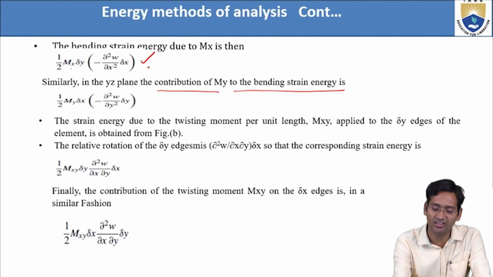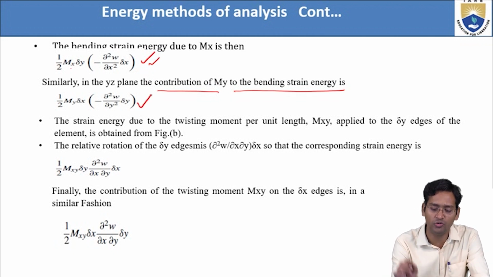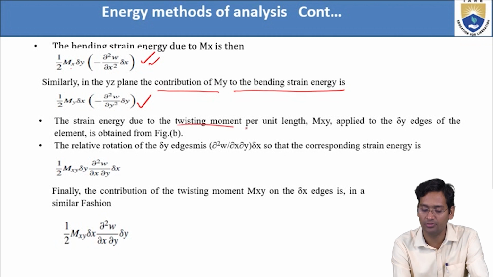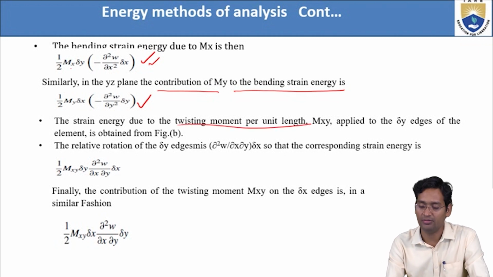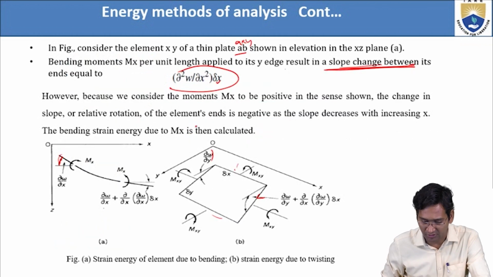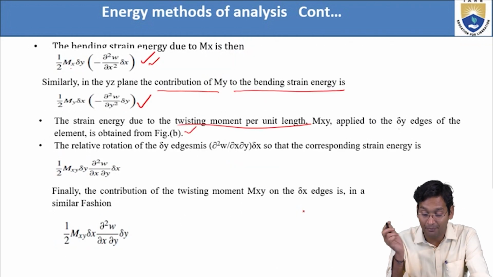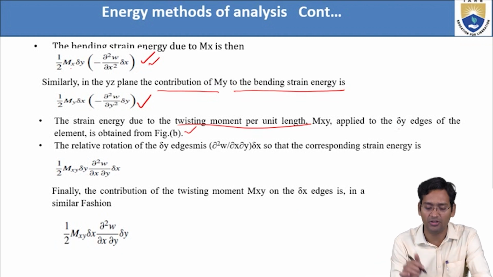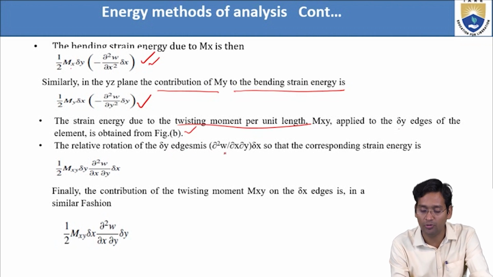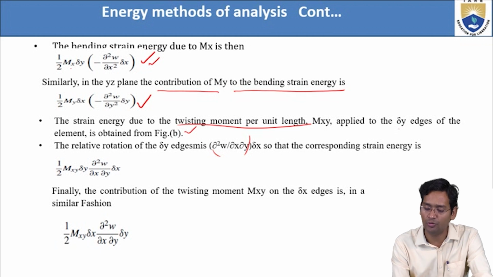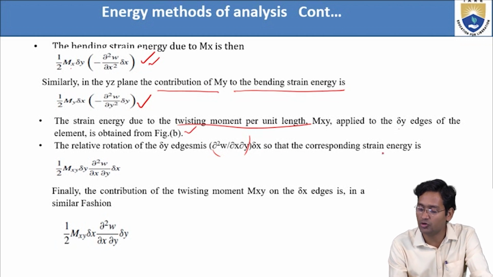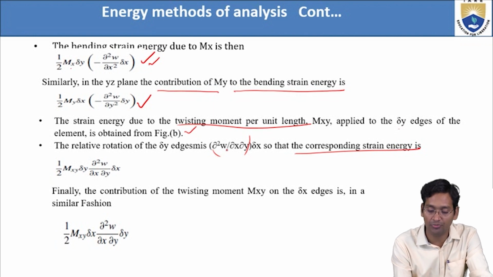So now bending strain energy due to Mx, bending strain energy due to My, we have. Now the strain energy due to the twisting moment per unit length, that is Mxy, applied to the del y edges of the element, is obtained from the figure B. So now you see from the figure B, with this we can find for Mxy that will cause the twisting. The relative rotation of del y is, okay, del 2w by del x del y into del x. So now this will be differentiated with respect to x and y. So del 2w by del x del y into del x, so that the corresponding strain energy is now, because of this here, this will change.